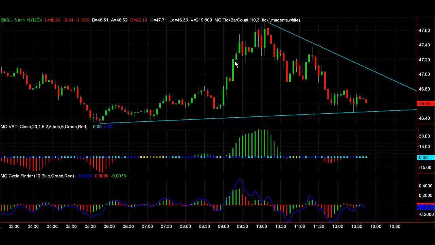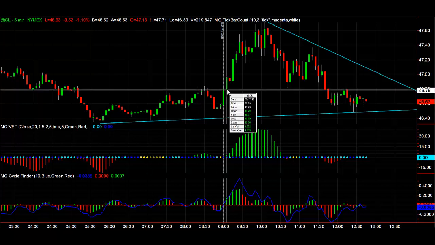Because we knew we were bullish, we wait until our cycle finder, the indicator down here at the bottom, changes to an up cycle. So right here, you can see on this price bar, it changed to an up cycle because our blue line crossed above the zero line. This is using a 5-minute chart, and you're buying on the open of this bar, which was at 46.80, call it.